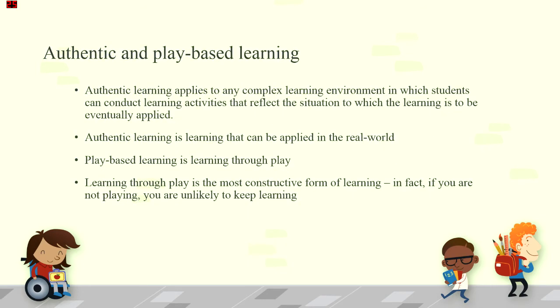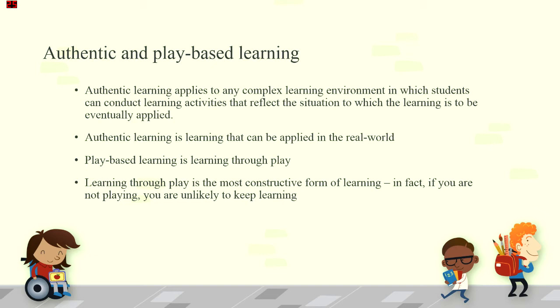The final approaches are called authentic and play-based learning. Now, authentic learning applies to any complex learning environment in which students can conduct learning activities that reflect the situation to which the learning is to be eventually applied. So, what does this mean? Well, how I remember it best is that authentic learning is learning that can be applied in the real world.